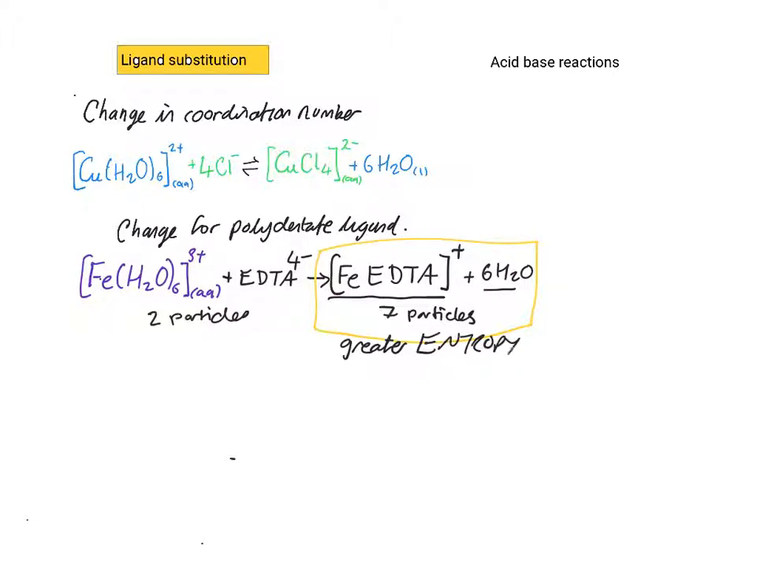Whenever you swap a monodentate ligand for a polydentate ligand, you're always going to get an increase in entropy, and this is called the chelate effect. See, I've missed off the e in effect there, I've spelt it the French way. So the reaction will always proceed forward, so the EDTA complex is more stable.